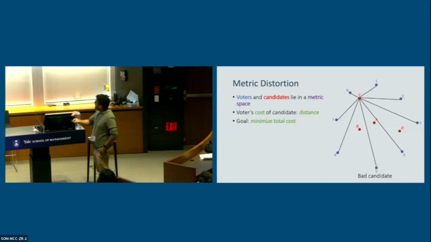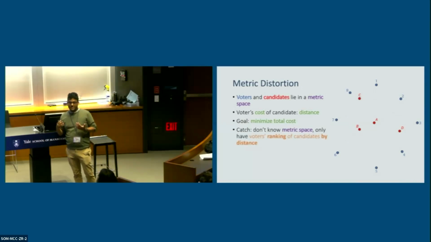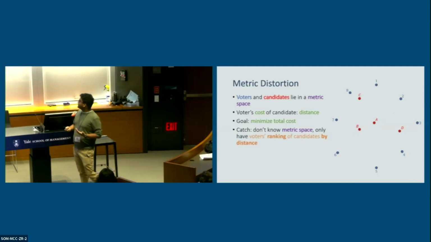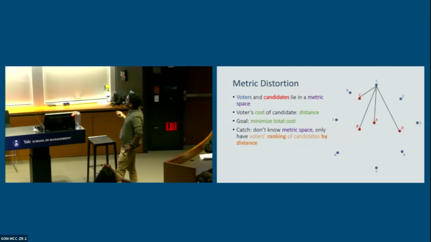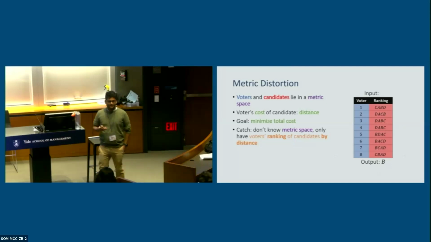Like I said, there's a catch, which is that we actually don't get direct access to the distances in the metric space. Instead, we get each voter's ordinal ranking of the candidates in order of distance. For example, voter 1 will tell us that they're closest to candidate C, and then to A, and then to B, and then to D. Our input is exactly these kinds of ordinal preferences that we saw before. We still want to output a winning candidate, but it's not hard to see that we can no longer actually minimize the total cost because we don't have enough information.